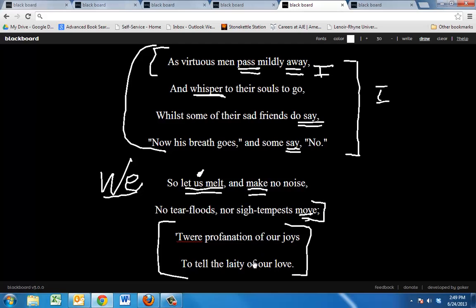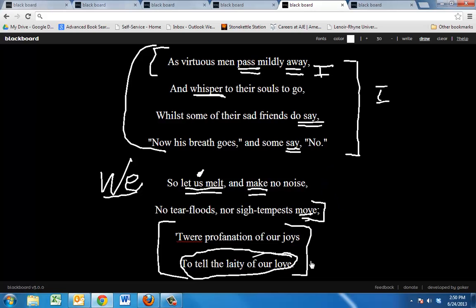'Twere profanation of our joys to tell the laity of our love. So we find out only here that this poem is about two lovers. And the poet is saying, in the same way that virtuous men die quietly, let us melt and not make a lot of noise, no tear floods, etc. So we are going to part without giving in to all of the histrionics that we might expect. Instead, it's going to be like this virtuous man passing away quietly and peacefully.